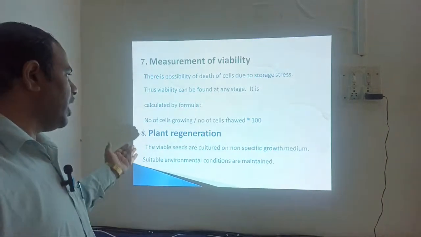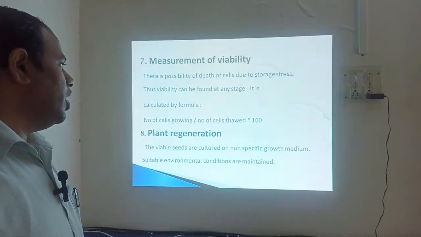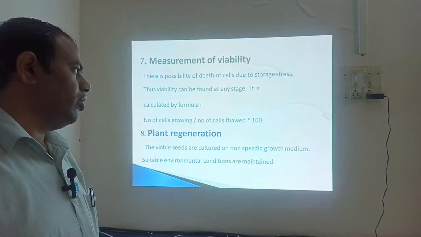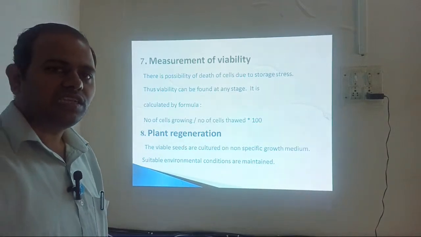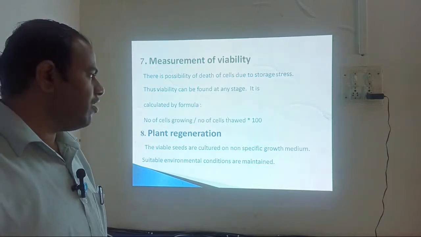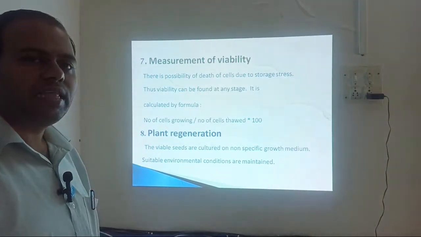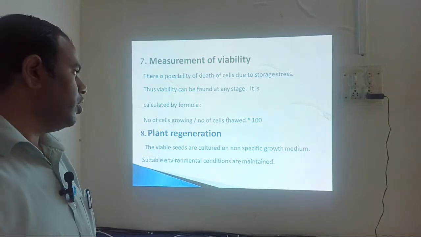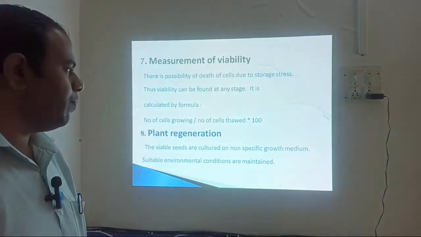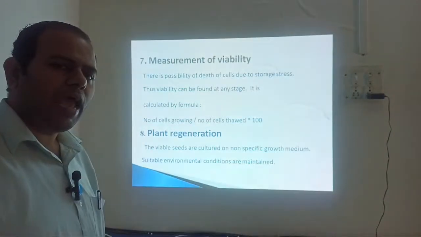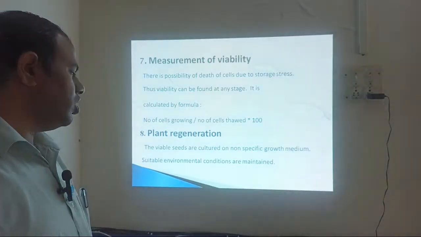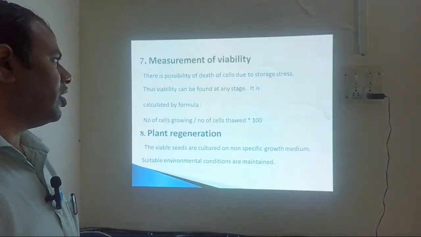It can be calculated by the formula: number of growing cells divided by number of cells thawed, into 100. For example, if in a single instance you are thawing 1000 cells, and out of that 500 cells are living, so 500 divided by 1000 into 100, like that you have to do. So you can calculate the viability of that particular cell. Then the next step is plant regeneration. It can be animal regeneration in case of animal cells. Here you have to culture again in suitable environmental conditions, and you can get the live culture.